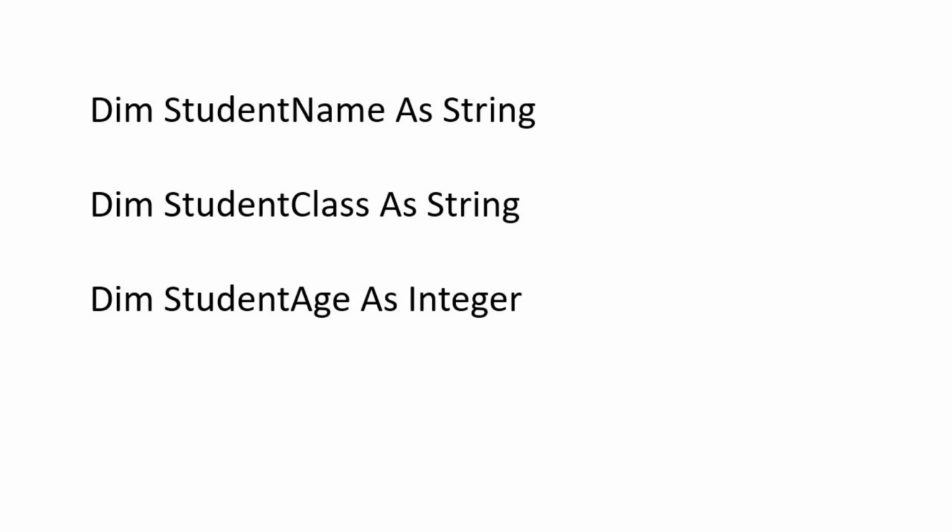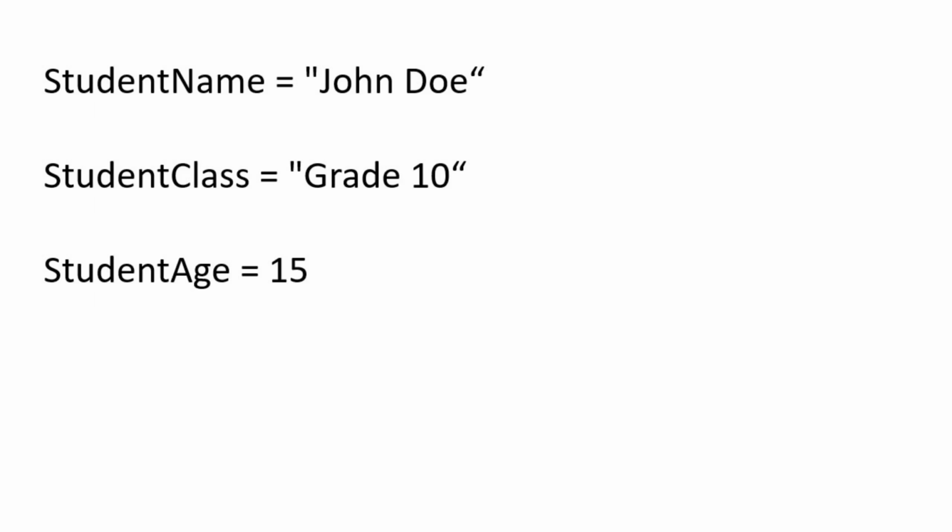Let's take a look at variables in a real-life situation. Assuming we are building a school management system, and we declare the following variables: Dim studentName As String, Dim studentClass As String, also Dim studentAge As Integer. With this, we have created containers that will hold the student information. After that, we store the student information as studentName will be equal to John Doe, studentClass will be equal to Grade 10, and studentAge will be equal to 15. With this, our application can remember these values and use them whenever needed.